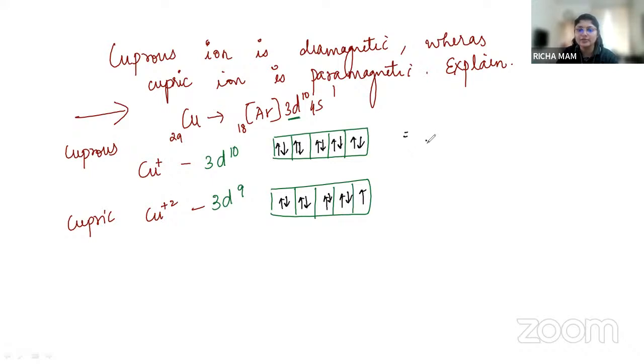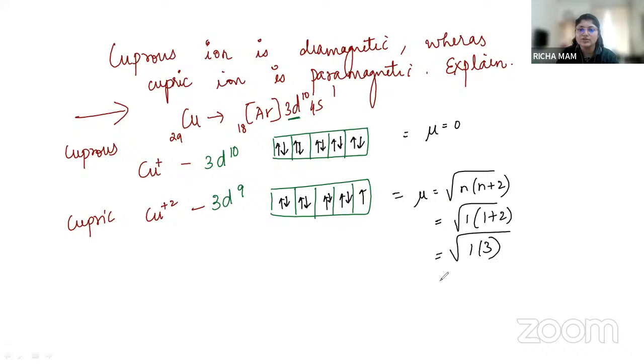So here mu will be equal to 0. Here mu will be equal to square root of n into n plus 2. So n is equal to 1, so 1 into 1 plus 2, so it will be 3. So square root of 3 is how much? Take the square root of 3. It is 1.73 Bohr magneton.